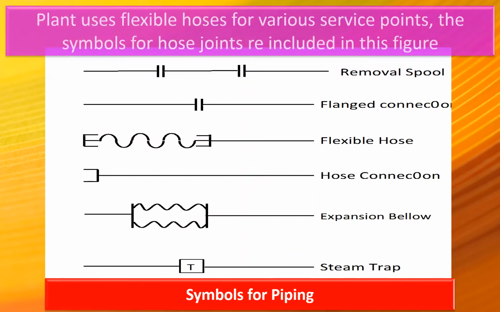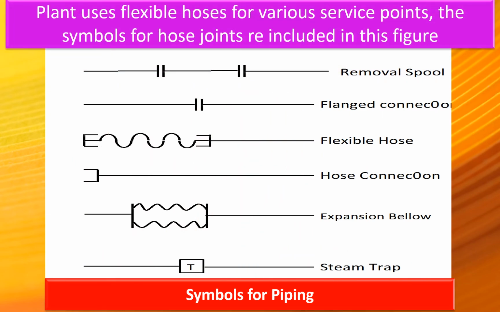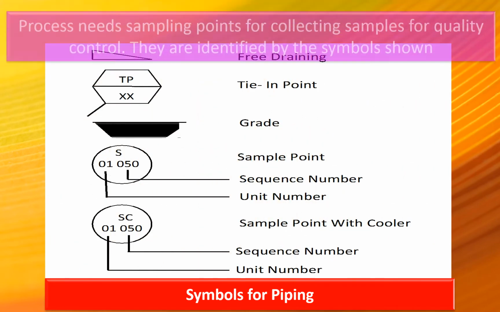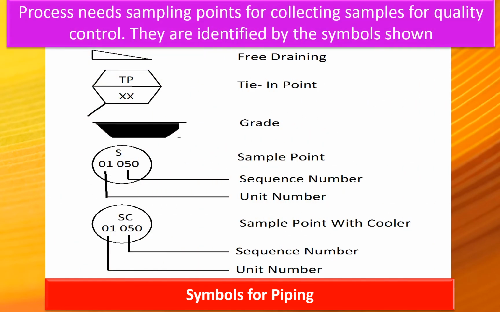Plant uses flexible hoses for various service points. The symbols for the hose joints are included in this figure. Steam trap and expansion bellows are identified by the symbols as shown. Process needs sampling points for collecting samples for quality control. These sampling points are identified by the symbols shown here.